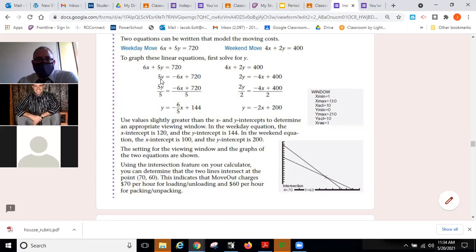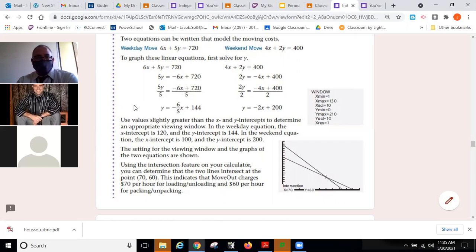So this is what we have on the next line. We have 5Y equals negative 6X plus 720. Again, I want to get Y by itself. So I see it's being multiplied by 5. I'm going to divide by 5 on both sides of my equation. That gets rid of my 5 on one side of my equation, but now each piece of this gets divided by 5. So negative 6X divided by 5 just becomes negative 6 over 5 times X. 720 divided by 5 is 144.